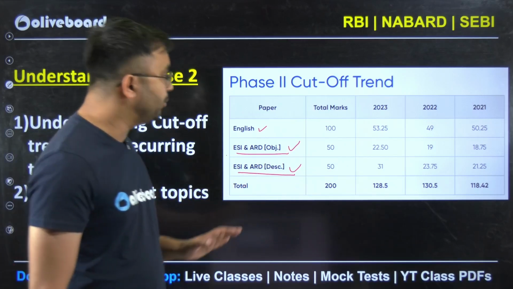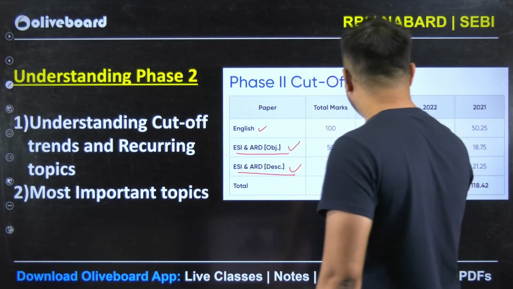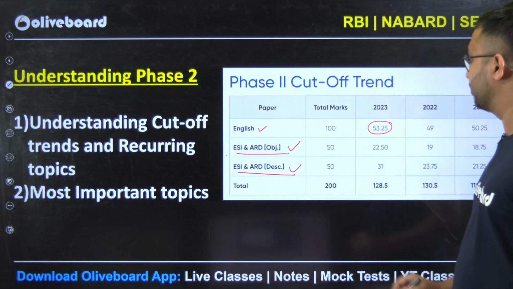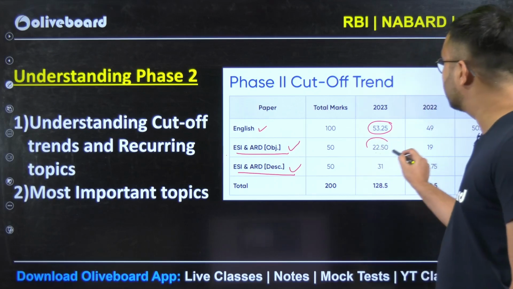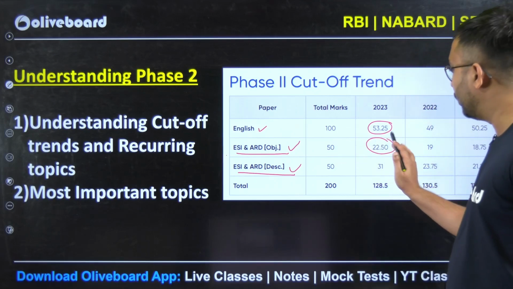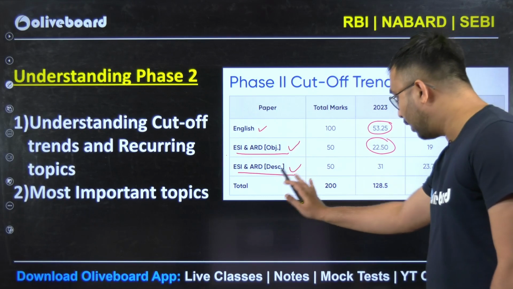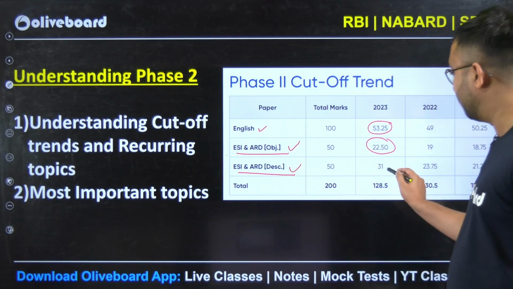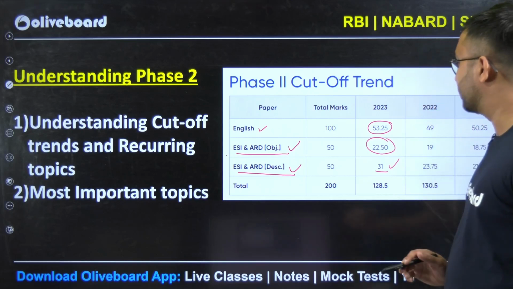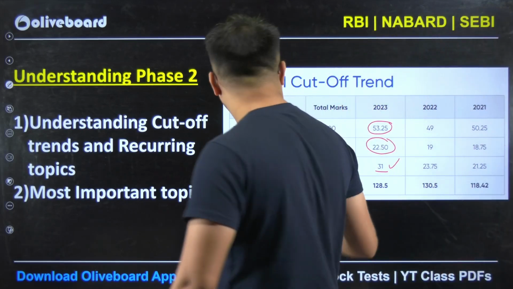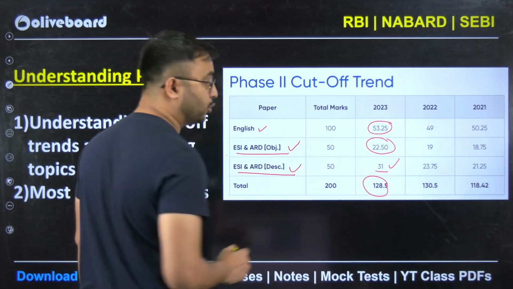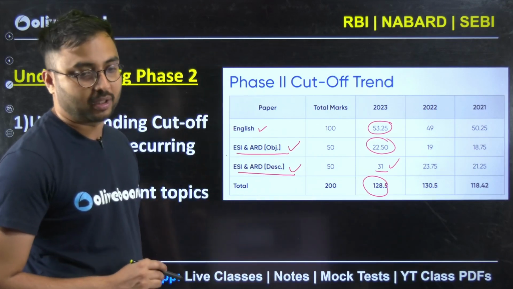Look at the latest year which we are looking at. Out of 100, the English cutoff was 53.25. Then the objective cutoff out of 50 was again 22.50, and in descriptive, out of 50 marks, 31 was the cutoff for the year 2023. The overall cutoff was 128.5 marks out of 200.